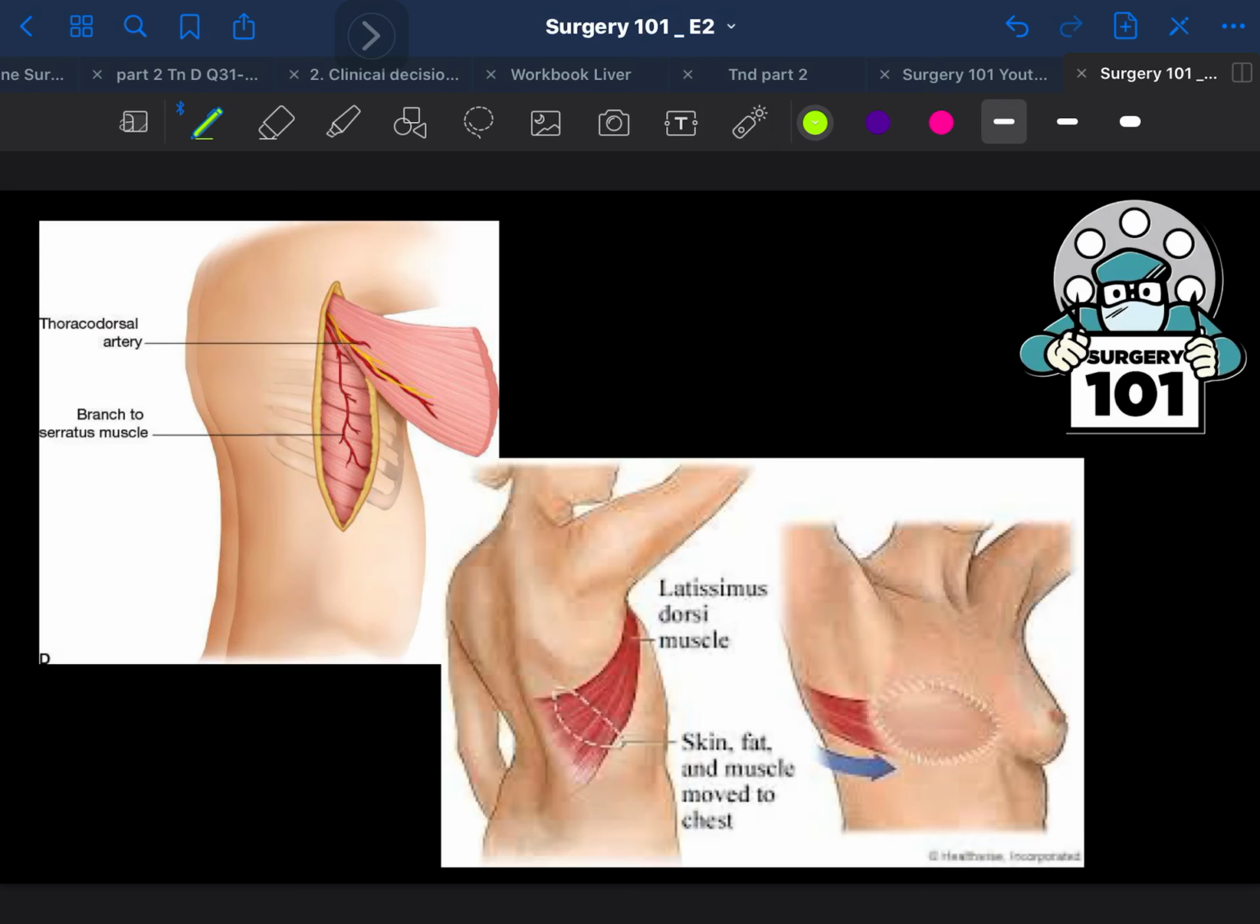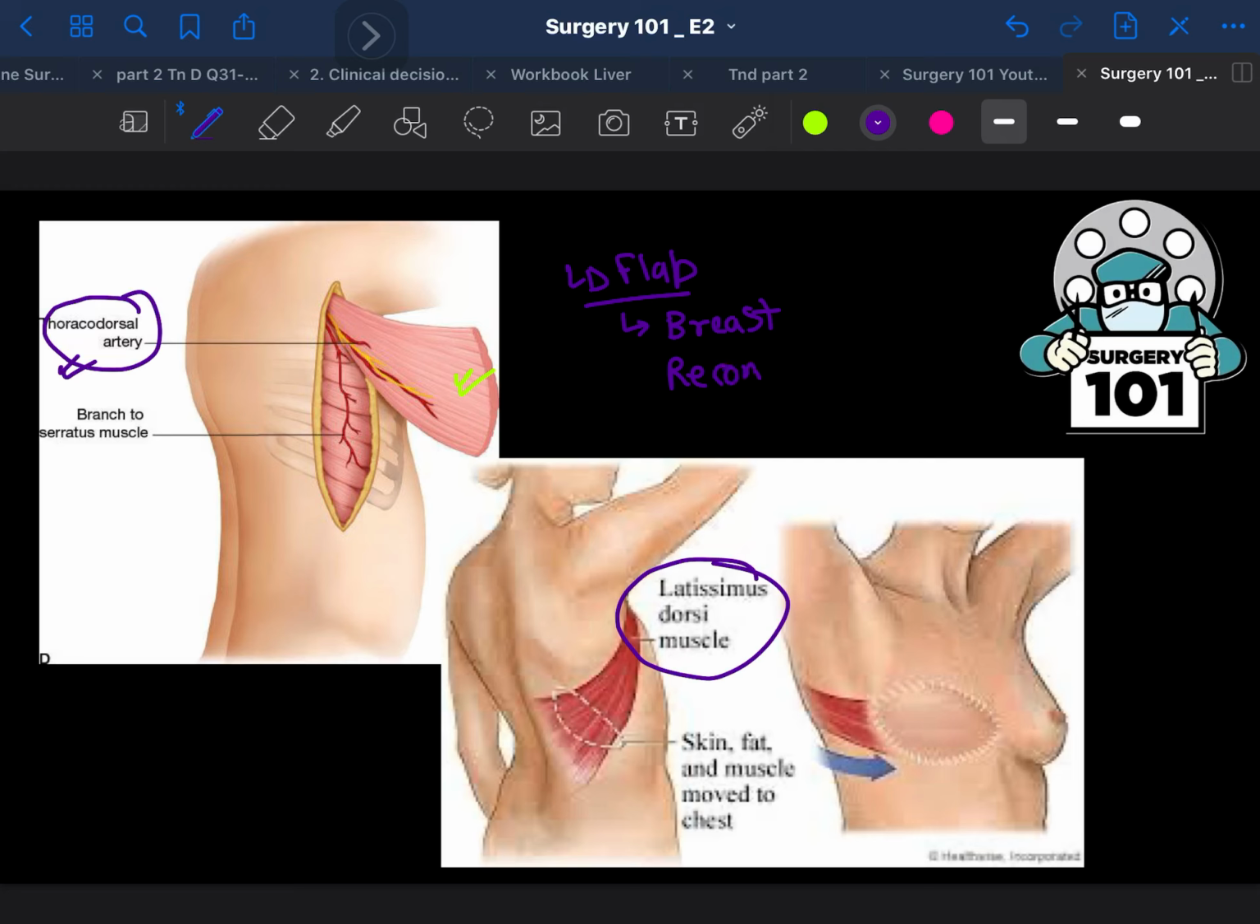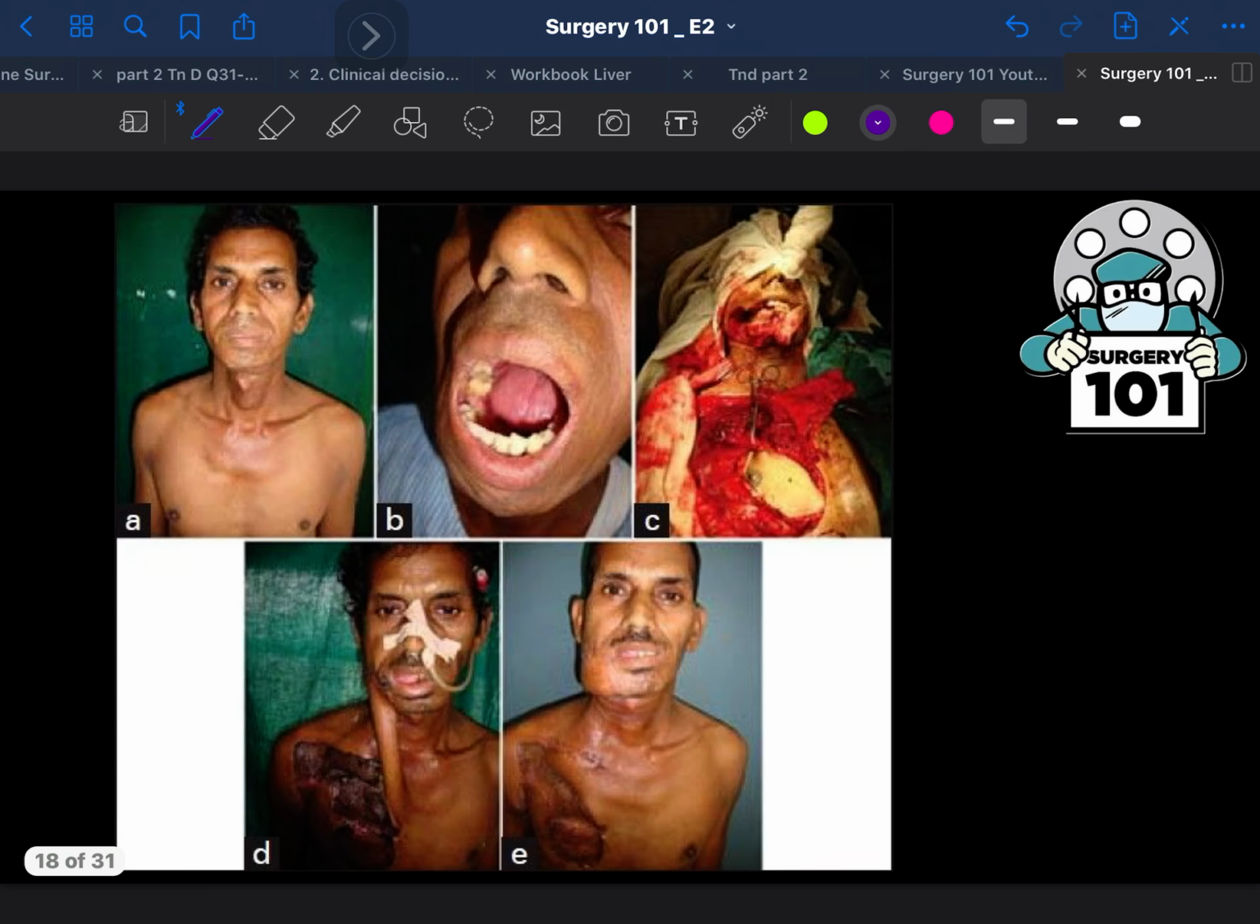Now, this is your latissimus dorsi muscle, and over here you have the artery. The thoracodorsal artery is present on the latissimus dorsi muscle, supplying it. So I hope you're able to appreciate that this muscle can be isolated, rotated, and used as a flap for breast reconstruction. This LD flap can be used for breast reconstruction. I hope you're able to understand this point.